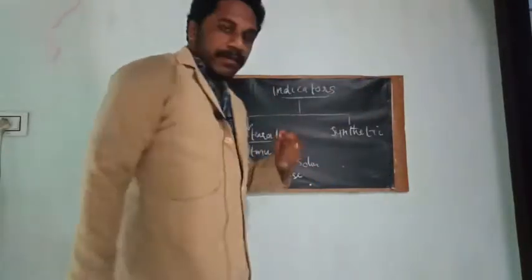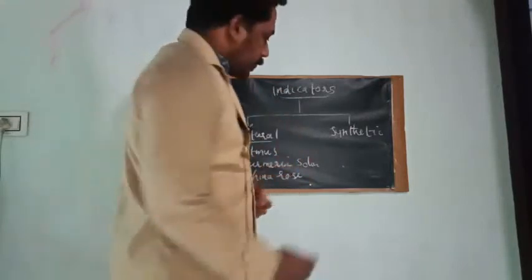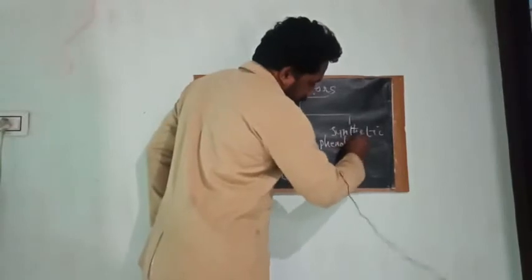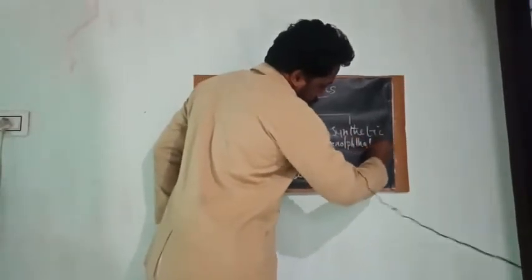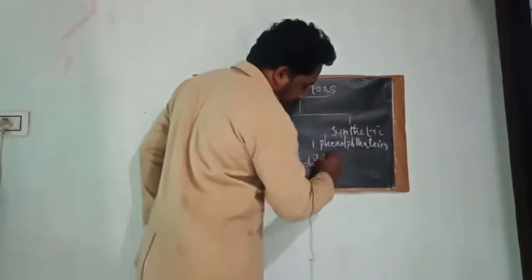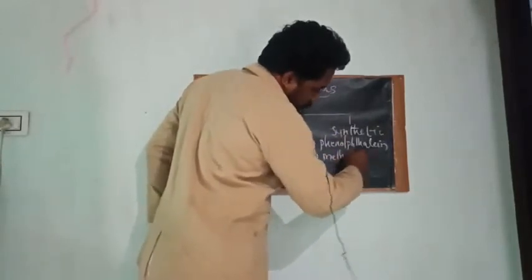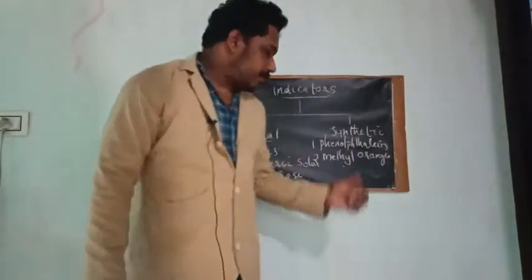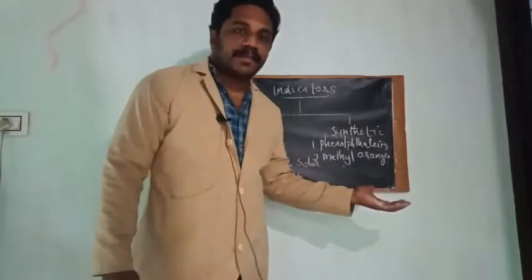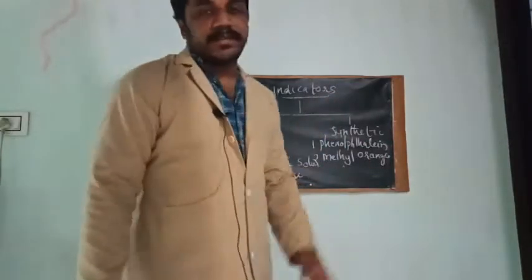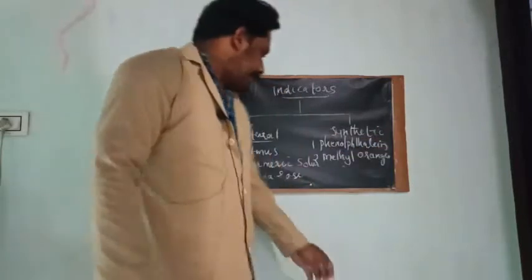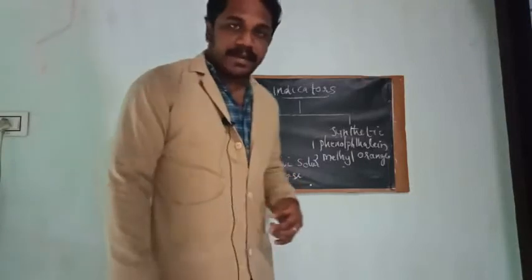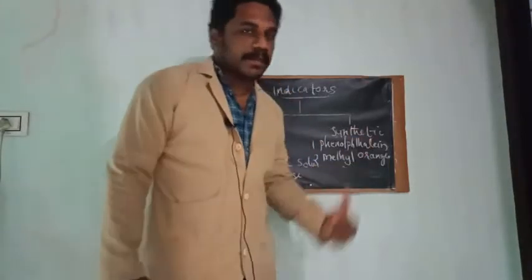Okay, and we have to study two examples for this. First one is phenolphthalein, and second one is methyl orange. Okay, we'll discuss about these two indicators later. It's not given in our textbook, but we'll discuss about this later. Before that we need to discuss about natural indicators. Let us start discussing natural indicators.